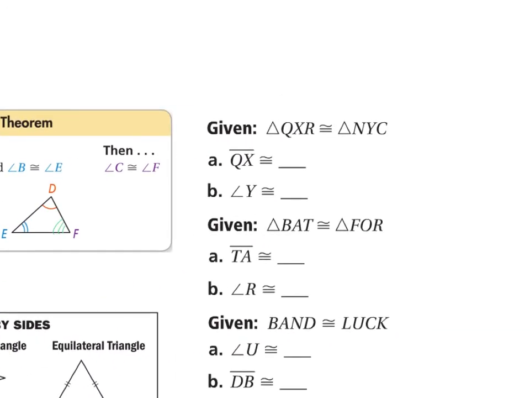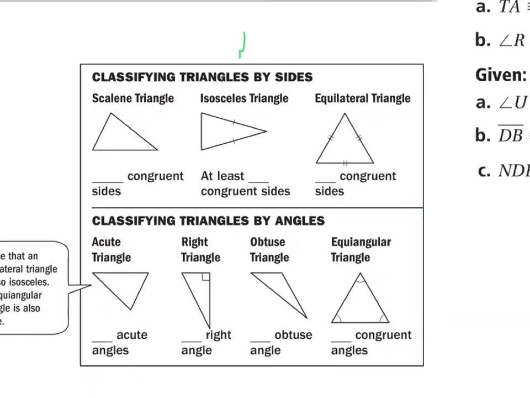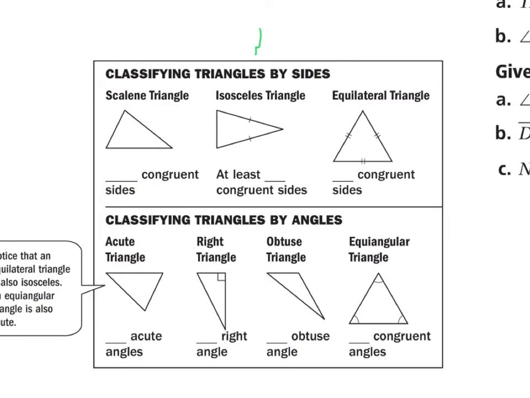Okay, so before we do that, let's go on to this. Classifying triangles by sides. So a scalene triangle has how many congruent sides? The answer is 0. There's no congruent sides. Okay, an isosceles triangle has at least 2 congruent sides. Okay, an equilateral triangle has all 3 sides congruent. So these are some vocabulary words that you'll definitely want to memorize. Okay, and you probably already know most of them.